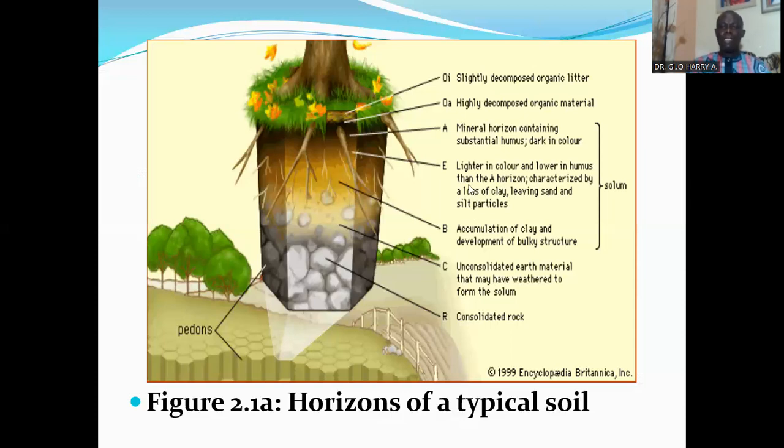Below the E horizon is the B horizon, which exhibits accumulation of clay and development of blocky structure. Now, the B horizon, as we've said already, is referred to as the zone of illuviation. It is said to be the zone of illuviation because it receives the aluminium, iron, gypsum, and silicate clay that have been lost in the E horizon. These substances are deposited in the B horizon.